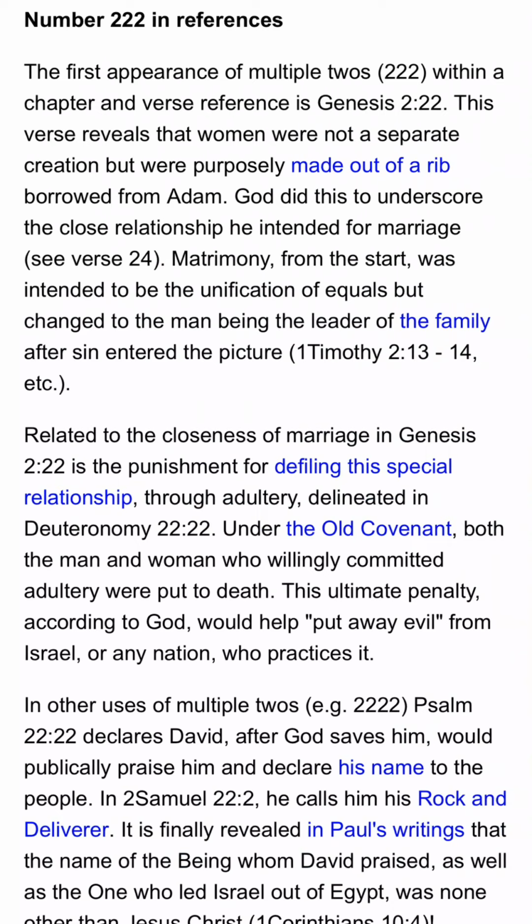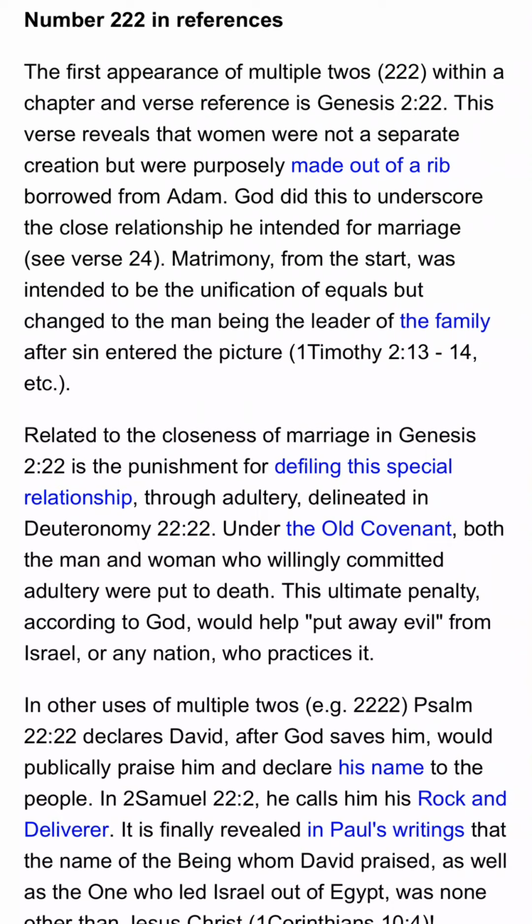Related to the closeness of marriage in Genesis 2:22 is the punishment for defiling this special relationship through adultery, delineated in Deuteronomy 22:22. Under the old covenant, both the man and woman who willingly committed adultery were put to death. This ultimate penalty, according to God, would help put away evil from Israel or any nation who practices it.